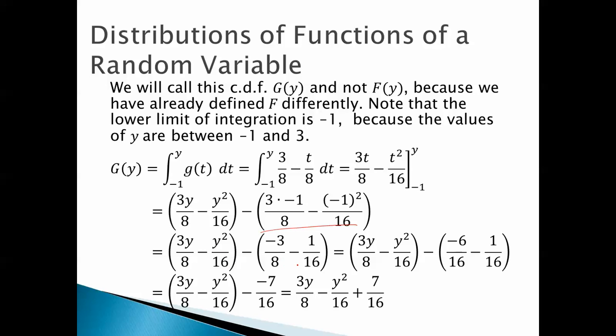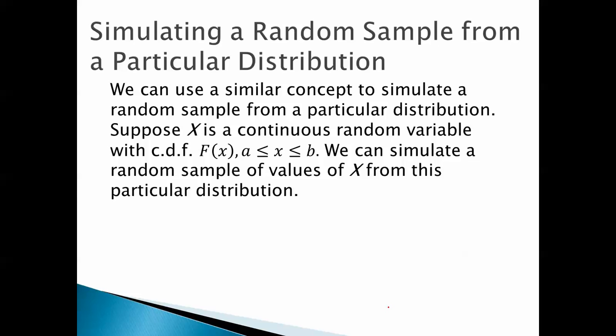So this is going to simplify to 3y over 8 minus y squared over 16 minus this expression. Again, negative 3/8 minus 1/16. So, you can find a common denominator, negative 6/16. This ends up being 3y over 8 minus y squared over 16 minus negative 7/16, or in other words, 3y over 8 minus y squared over 16 plus 7/16.